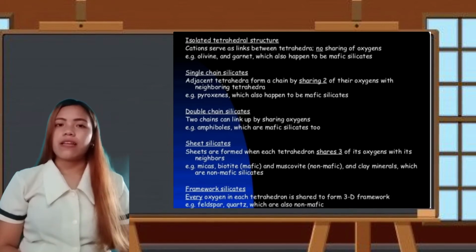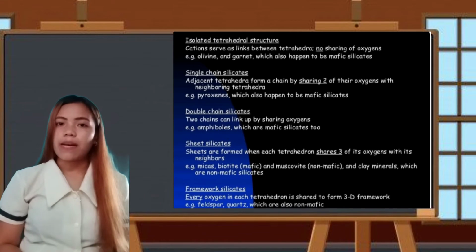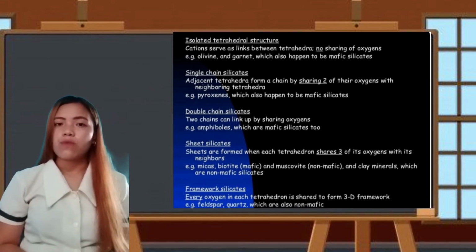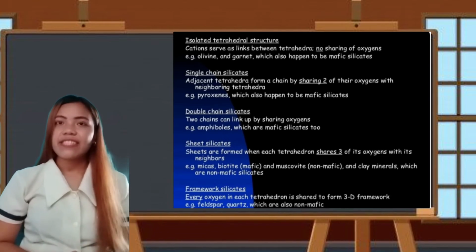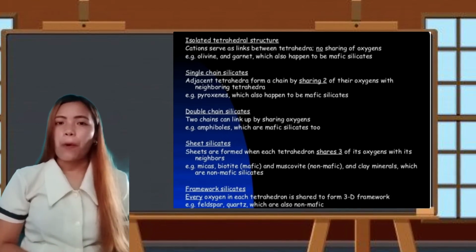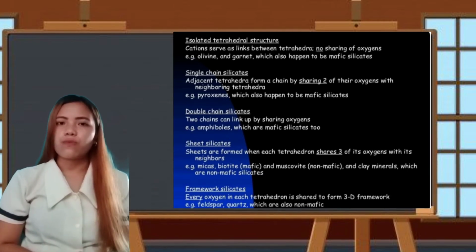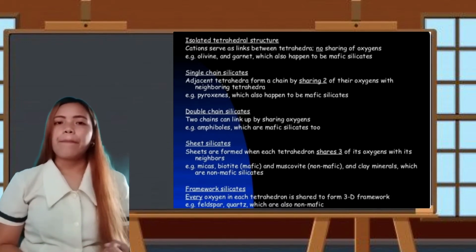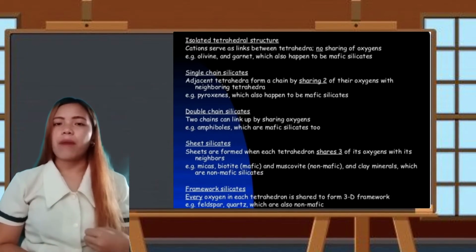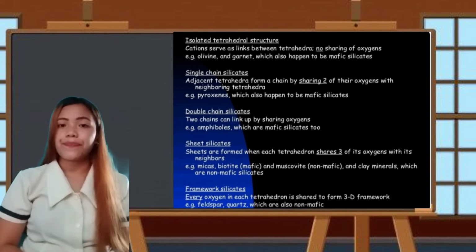Double-chain silicates. Two chains can link up by sharing oxygens. Example is amphiboles, which are mafic silicates too. Sheet silicates. Sheet silicates are formed when each tetrahedron shares three of its oxygens with its neighbors. Examples are micas, biotite, which is mafic, and muscovite, a non-mafic, and clay minerals, which are also non-mafic silicates.